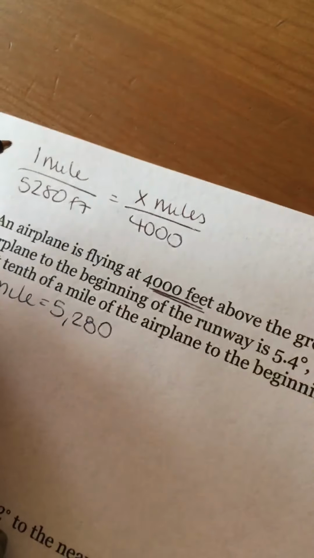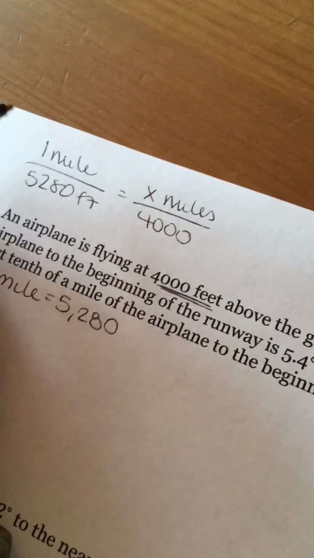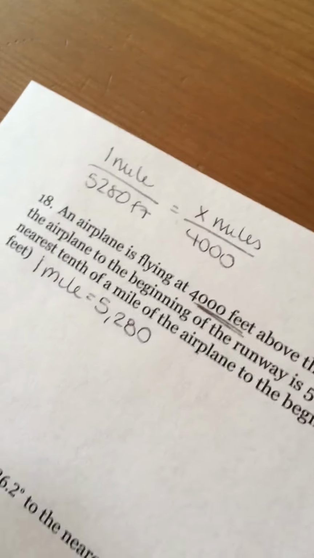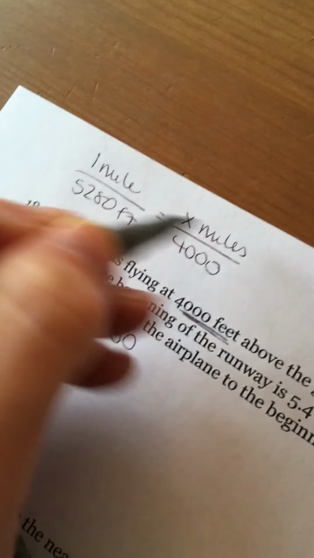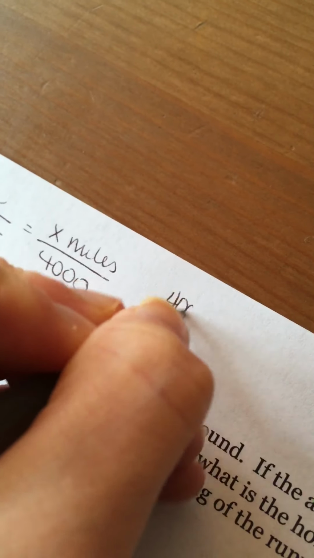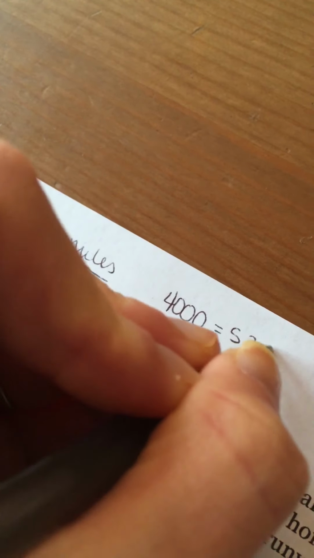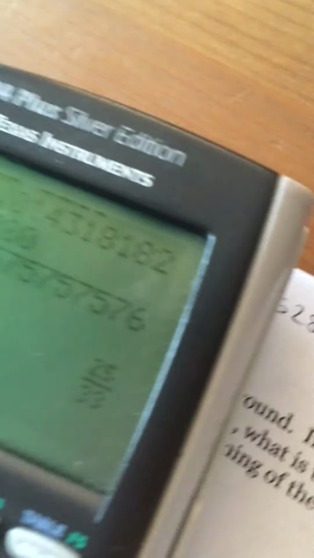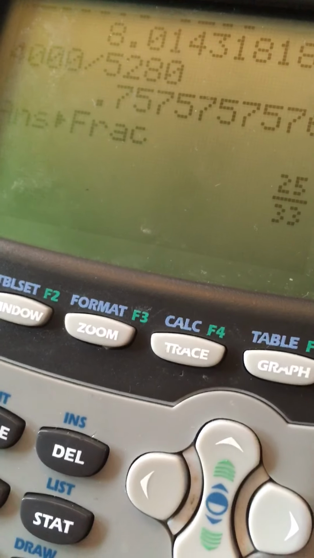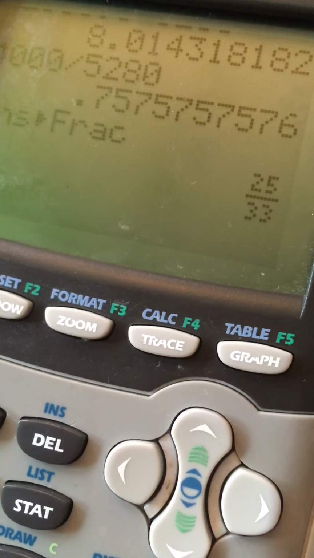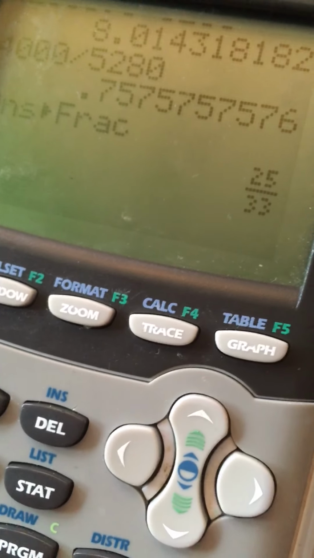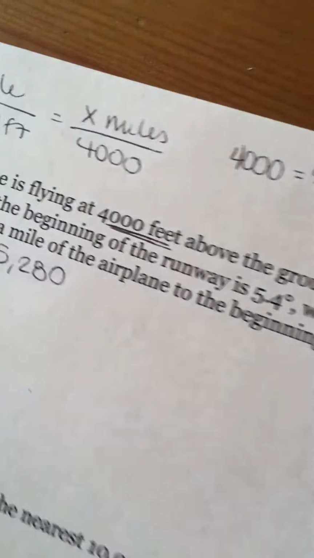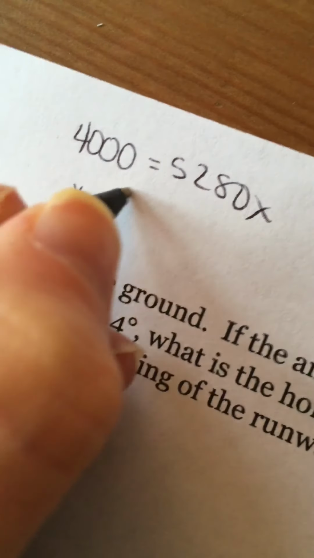This is the way I like to do it. It's just the way that I'm comfortable with. You can use dimensional analysis, but I like setting up the proportion. It's easier for me to think about it that way. Cross multiply, I get 4,000 is equal to 5,280x, and I'm going to divide 4,000 by 5,280, and this is what I get. I get 0.75 repeated. So I'm going to just change that to a fraction, and that way it'll just be a little bit easier for me to deal with. So 25 over 33 is equal to x, and that's in miles.